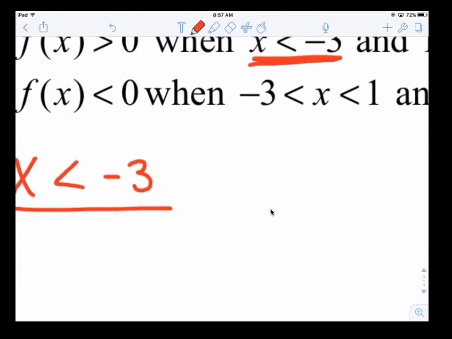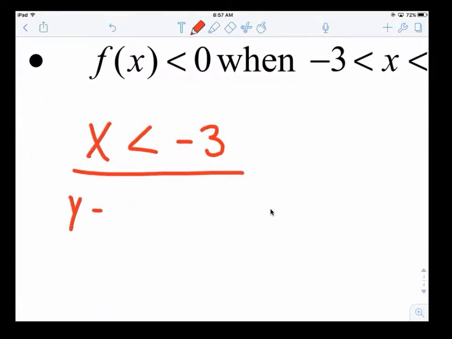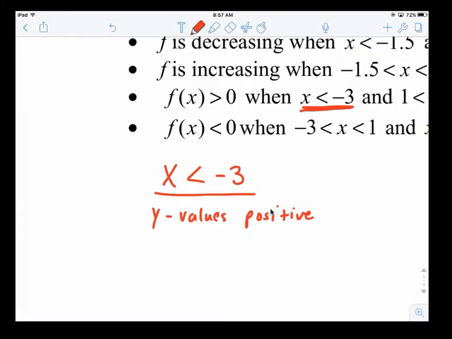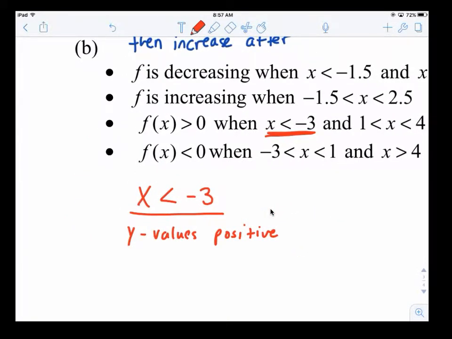So the y values need to be positive, right? Y values are positive. Always go from left to right. So, think of like a number line, and the leftmost number.